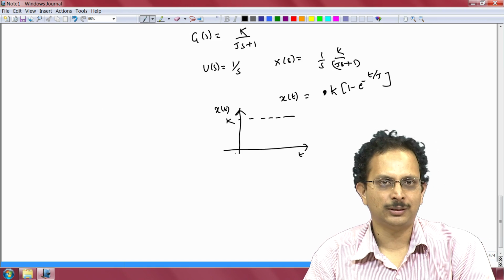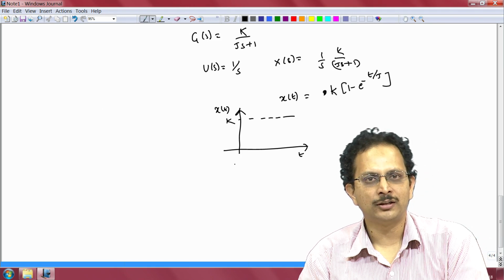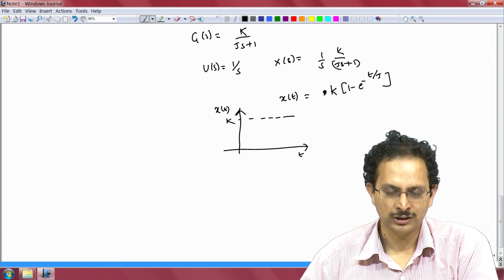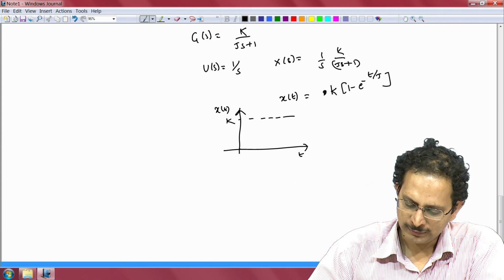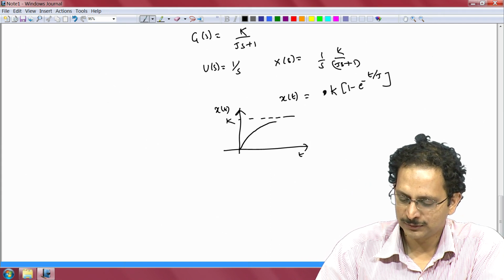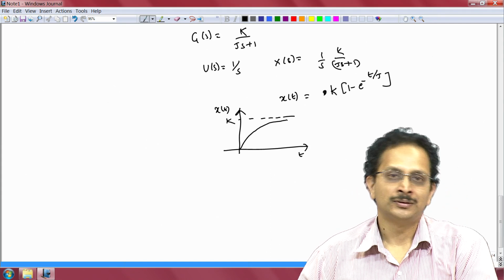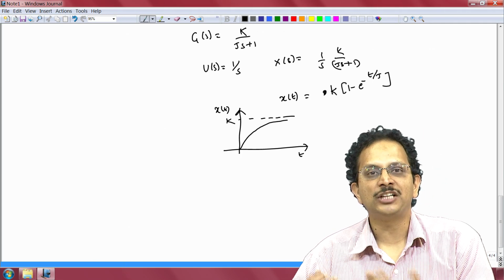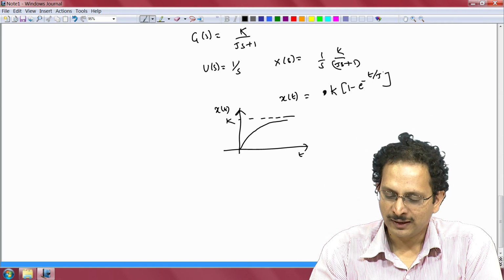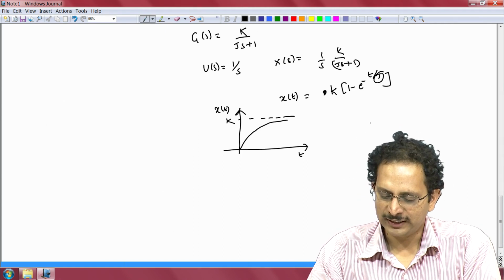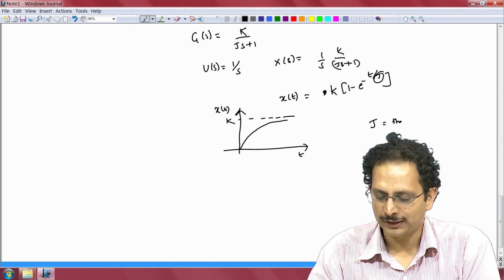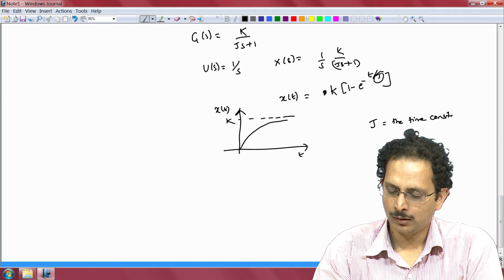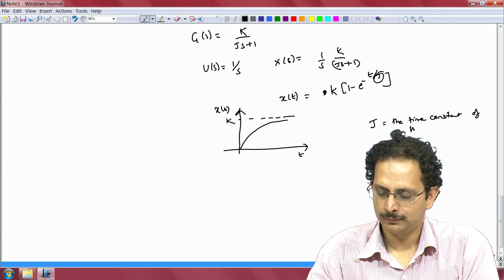We have discussed in the past that we do not need to consider initial conditions in our analysis of systems and their control. So we shall assume that all initial conditions are 0 henceforth. Then the response would look something like this. The speed, the time scale in which it rises to its steady state value of k is characterized by this term tau, and therefore tau is called the time constant of the system.